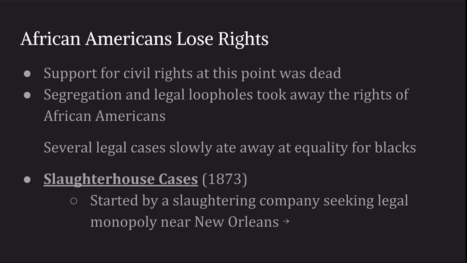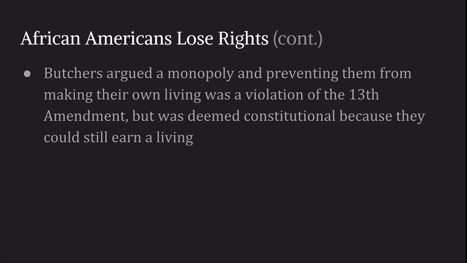Segregation and legal loopholes took away the rights of African Americans, and several legal cases slowly ate away at equality for blacks in America. This started with the Slaughterhouse Cases. A slaughtering company tried to establish a monopoly outside of New Orleans, and the butchers who were already there argued that it would violate the 13th Amendment because they would be involuntarily working for that company. But it was deemed constitutional because they could still earn their own living.